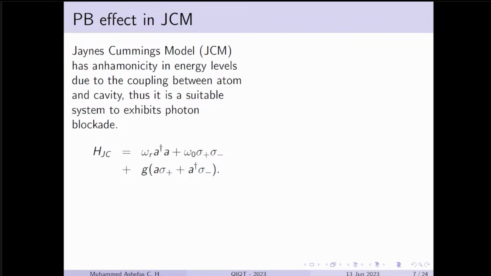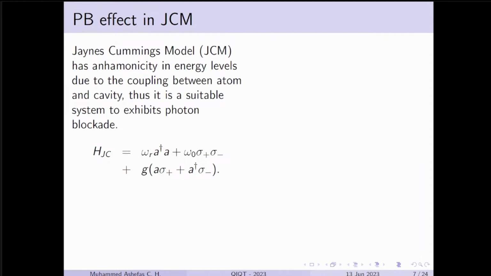So the Hamiltonian of the Jaynes-Cummings system can be written in this way: ω_r a†a + ω_0 σ+σ− + g(aσ+ + a†σ−). Here ω_r is the frequency of the cavity, ω_0 is the transition frequency of the atom, and g is the interaction strength between the atom and the field. In this entire discussion, we have put ħ equal to 1.